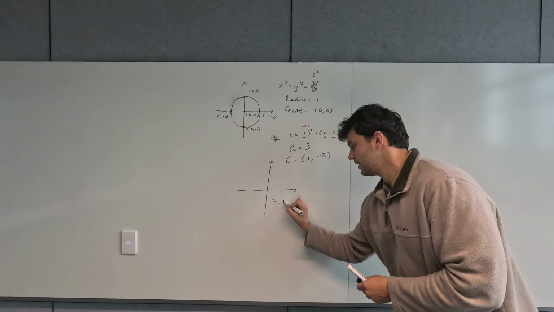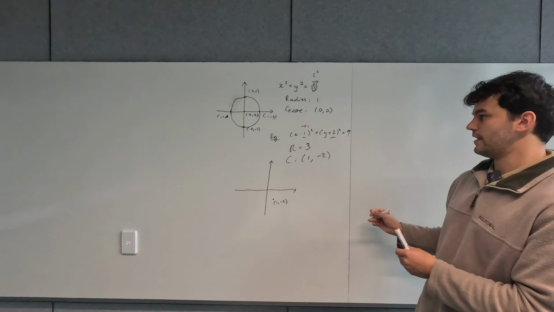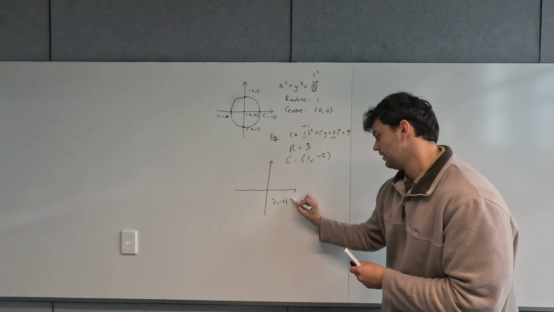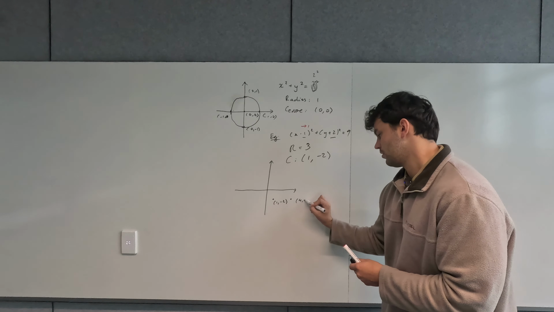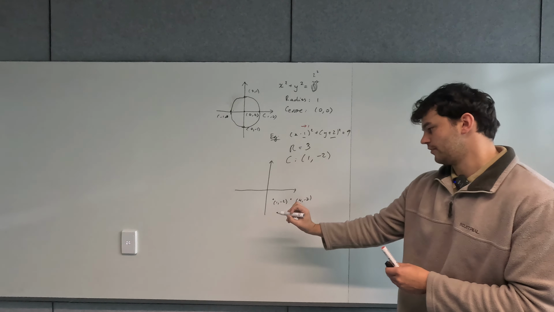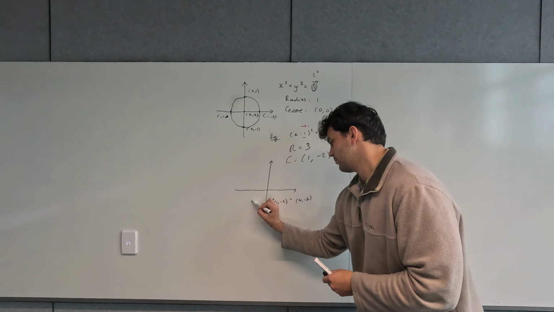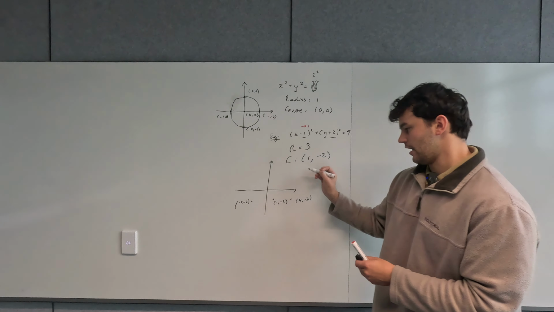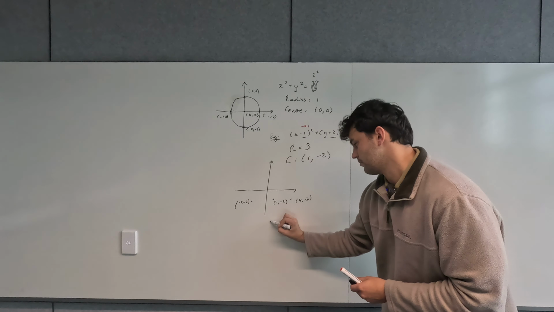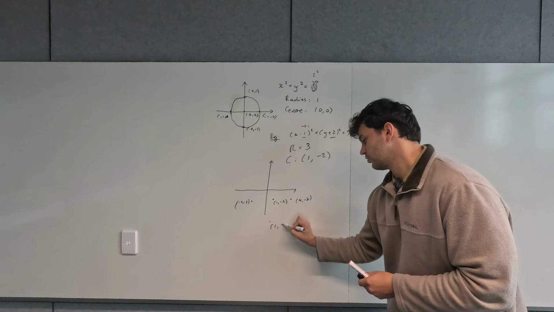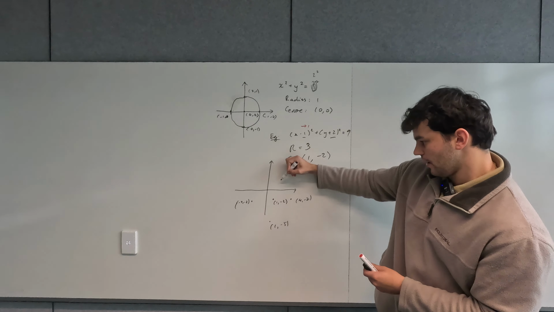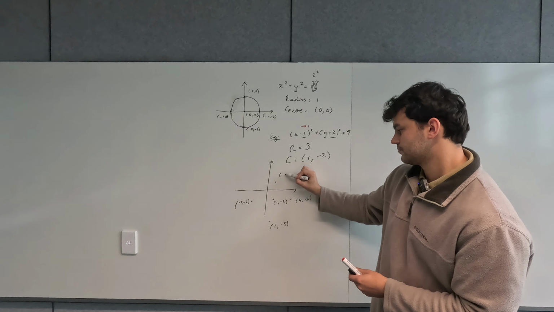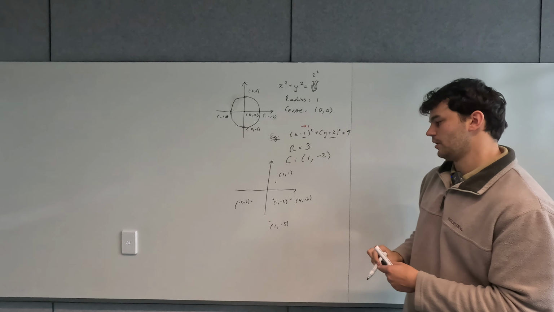So we have 1 comma negative 2 there. So we shift to the right by 3 units. So that would be 4 comma negative 2, somewhere like here. And then we shift to the left of our center by 3 units, so we have negative 2 comma negative 2. And then we shift down and up by 3 units. Downwards brings us to 1 comma negative 5, just minusing the y value by 3. And then we add 3 to the y value to make it 1 comma positive 1.